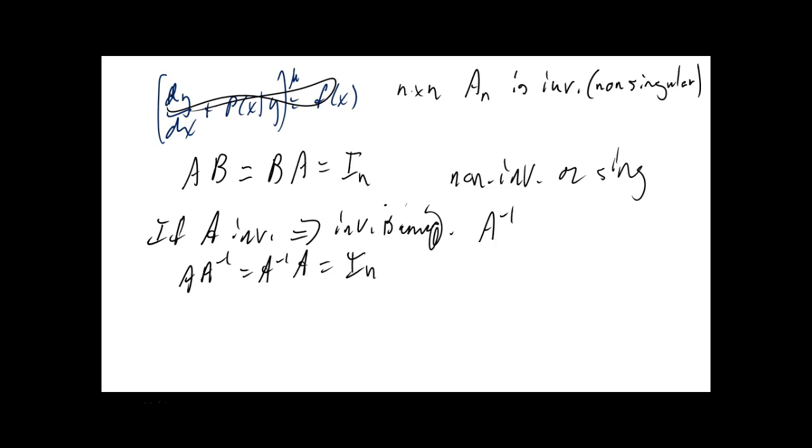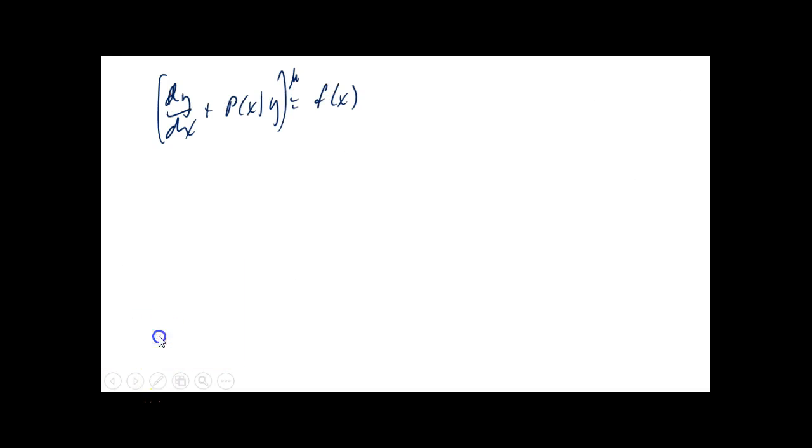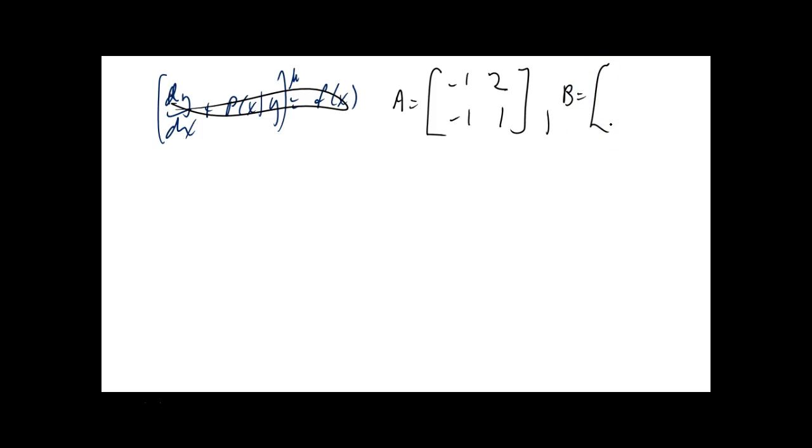Now what we're going to do next is show that two matrices are inverses. Here's A: -1, 2, -1, 1. Here's B: 1, -2, 1, -1.